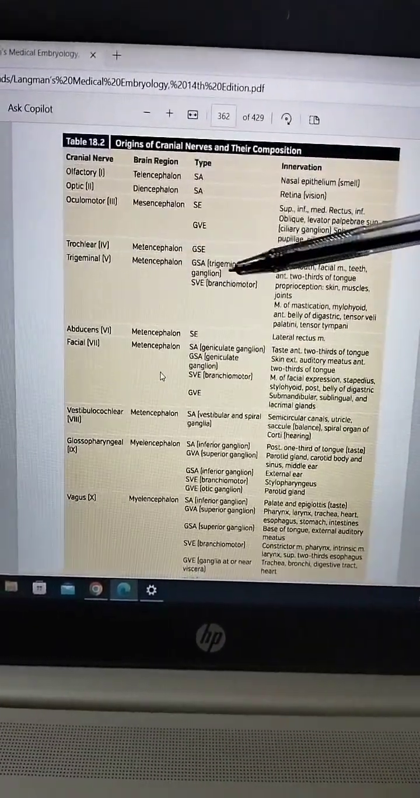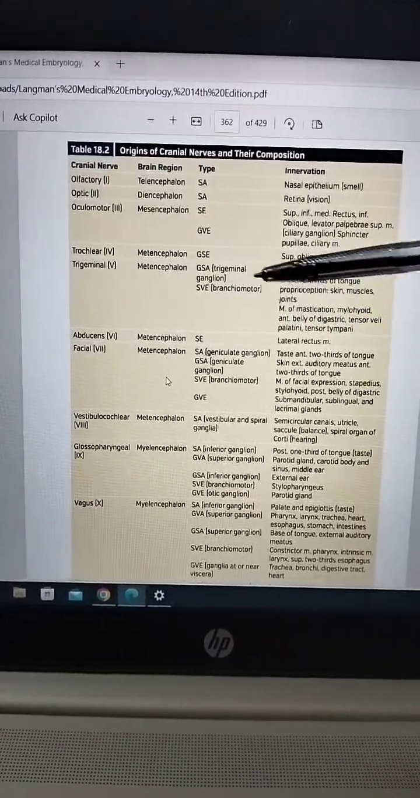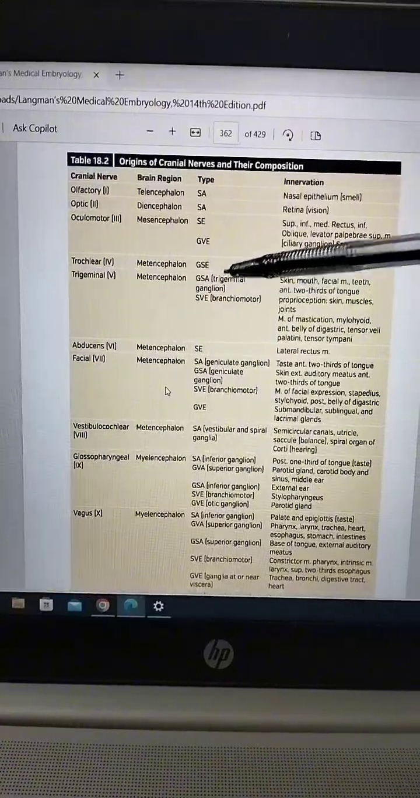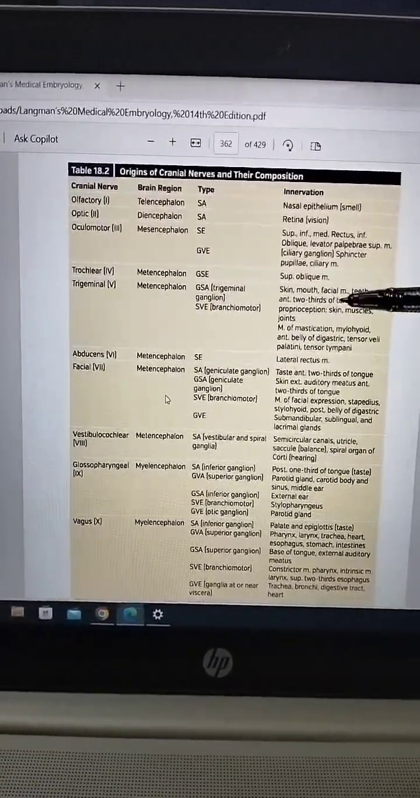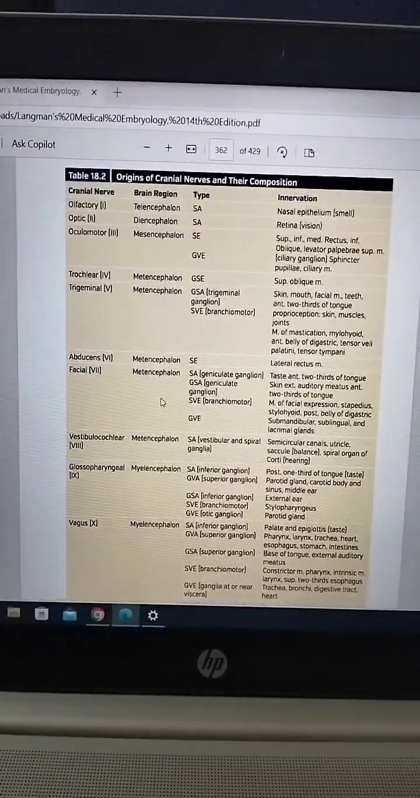Let's talk about the trigeminal nerve. It has two functional components. One is the GSA and the other is the SVE. GSA arises from the trigeminal ganglion. SVE arises from the branchiomotor nucleus. So the general somatic afferent is basically the sensory component, and it is going to supply the skin, mouth, facial muscles, teeth, anterior 2/3 of the tongue.